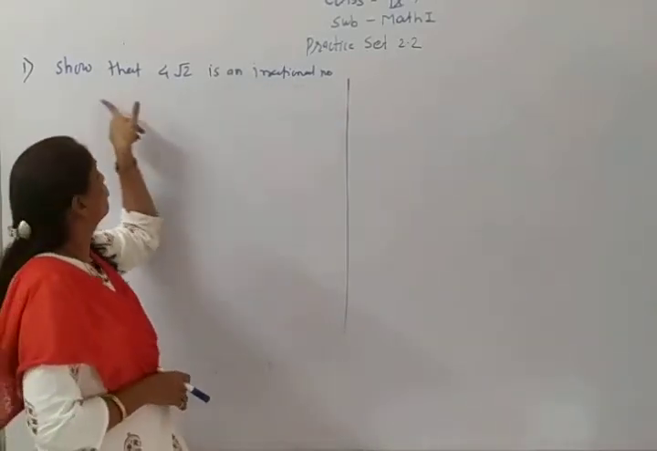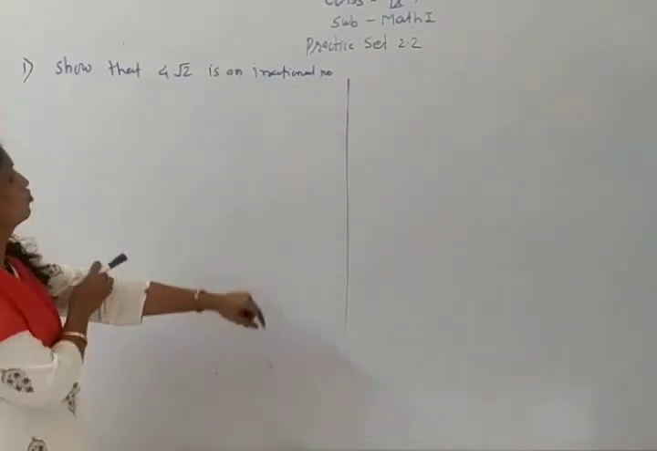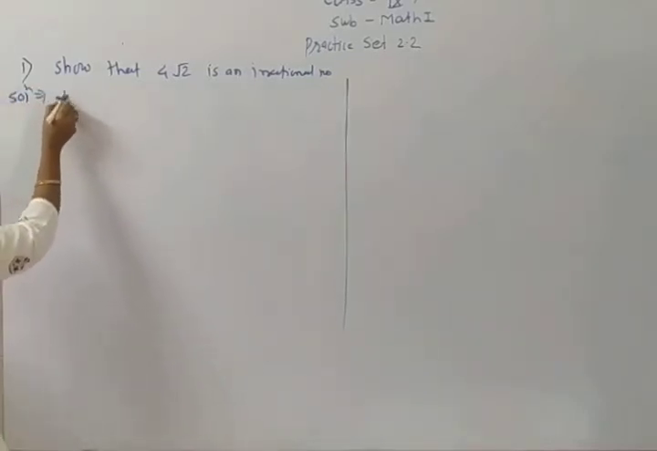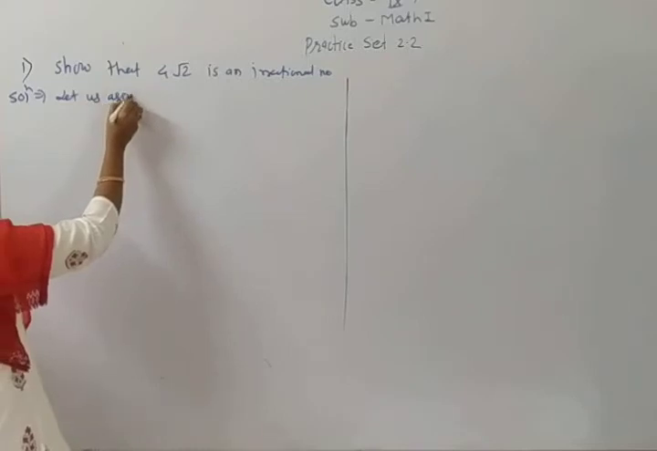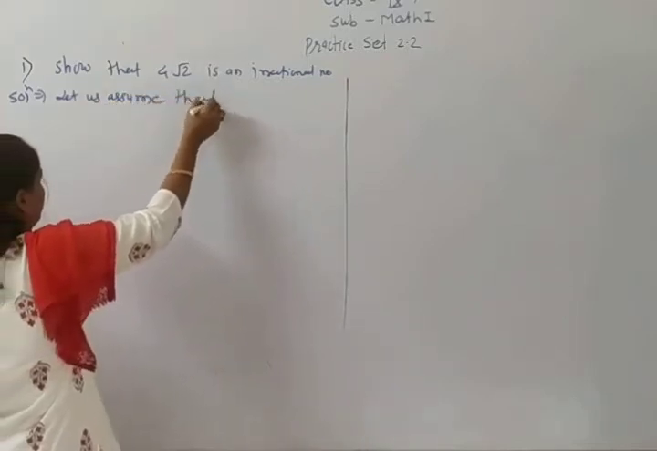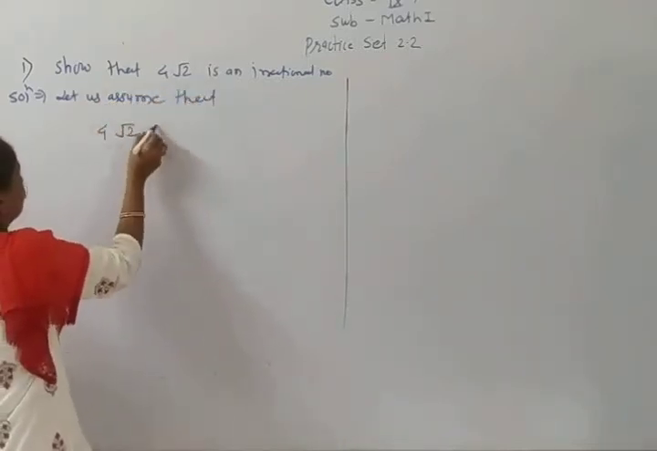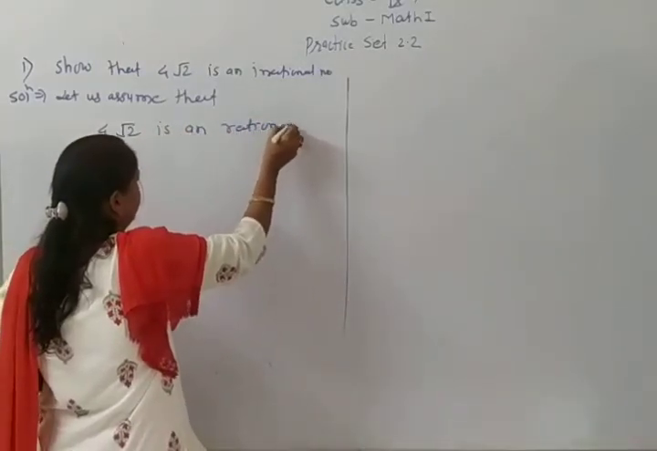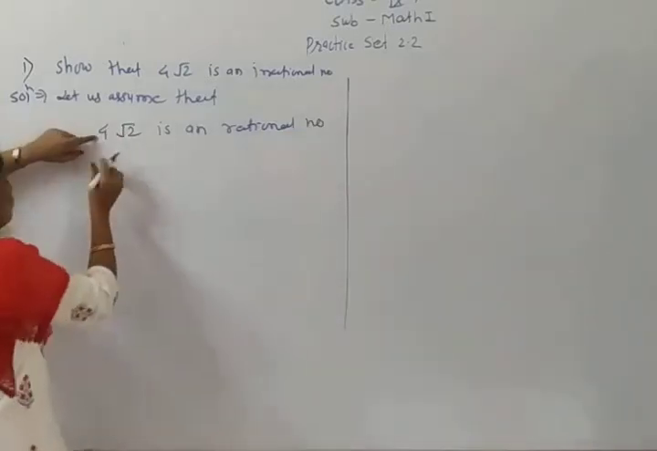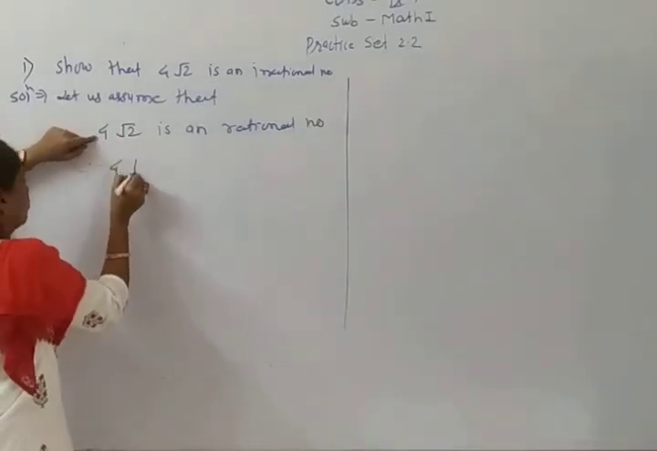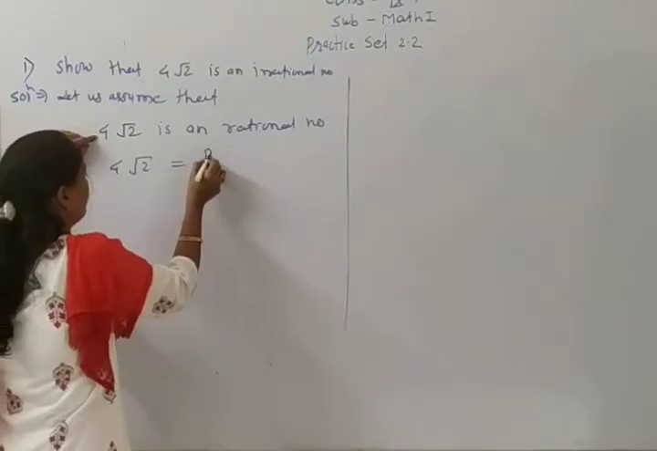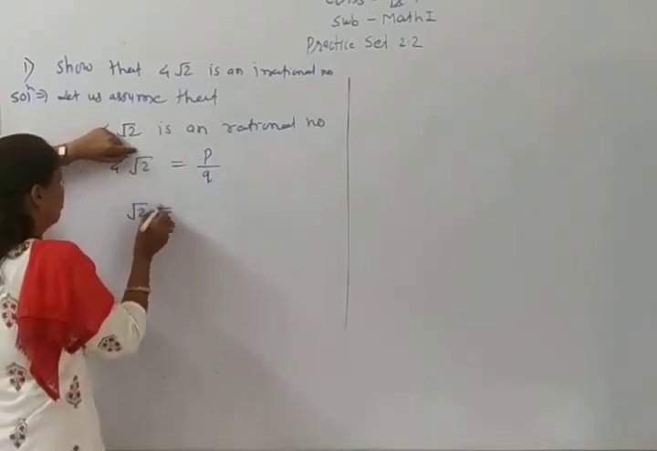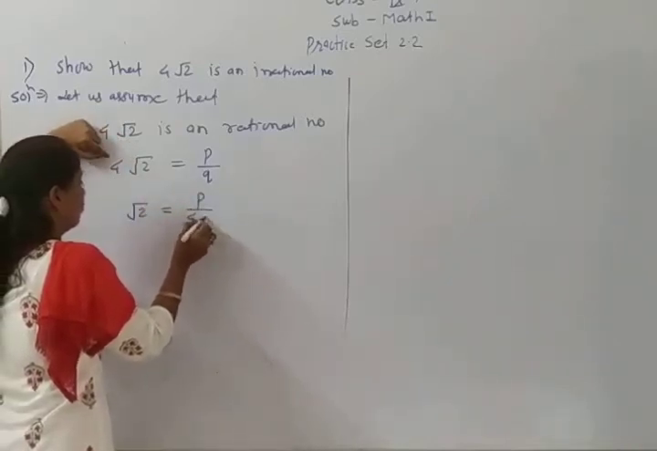Practice set 2.2, problem number 1. Show that 4 root 2 is an irrational number. Solution. Let us assume that 4 root 2 is a rational number. So if 4 root 2 is a rational number, then 4 root 2 is in P by Q form. Then we find the value of root 2 equal to P upon 4Q.